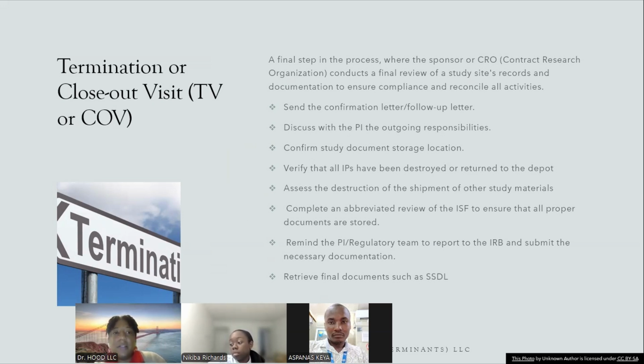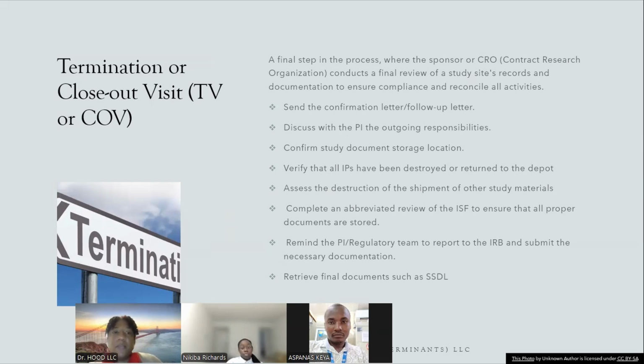And usually this is after all tests are done and the database has been locked. That means all possible queries in the EDC or with the vendors have been resolved, and all required data has been verified as completed. Then we can do the termination visit.